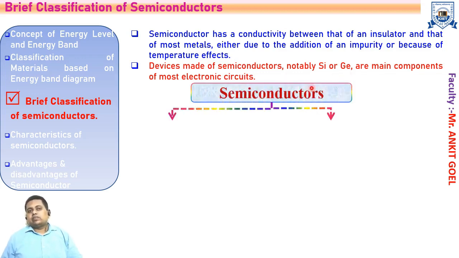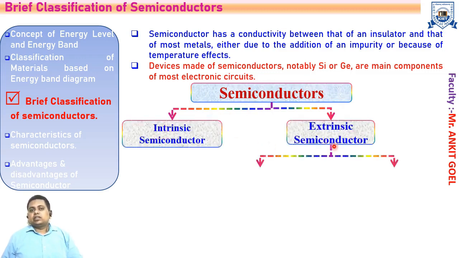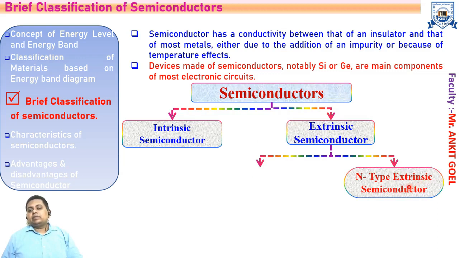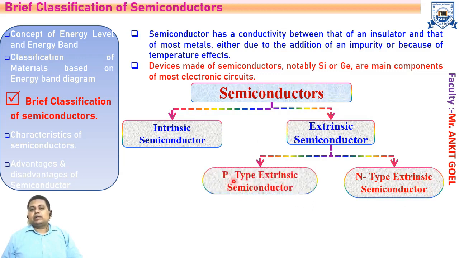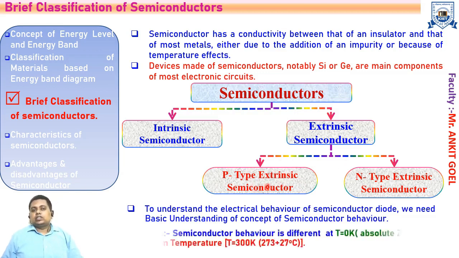We can classify semiconductors into two categories: intrinsic semiconductor and extrinsic semiconductor. Extrinsic semiconductors can be further classified depending upon what type of doping we have done: the N-type extrinsic semiconductor and the P-type extrinsic semiconductor. Right. To understand the electrical behavior of any semiconductor diode, you should understand the physics of the semiconductor.